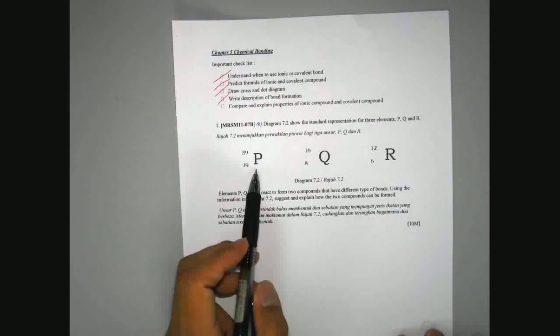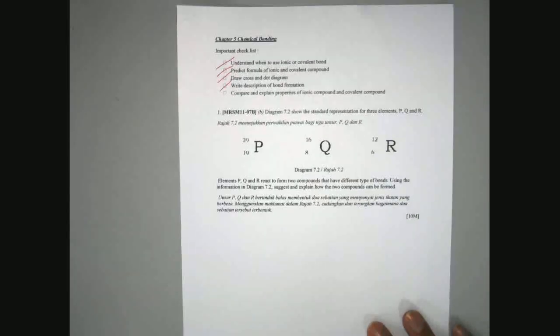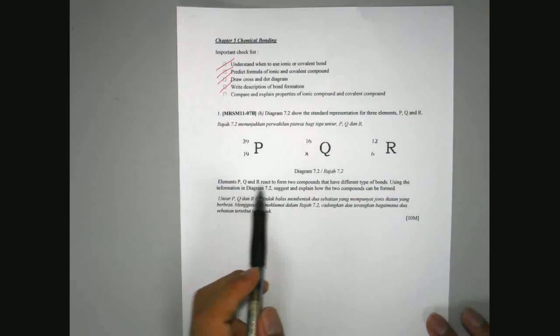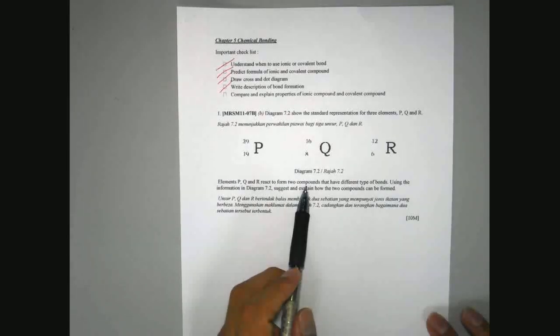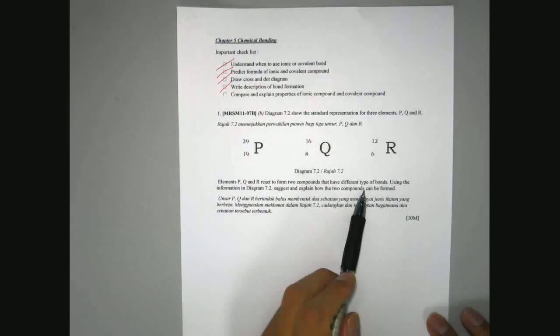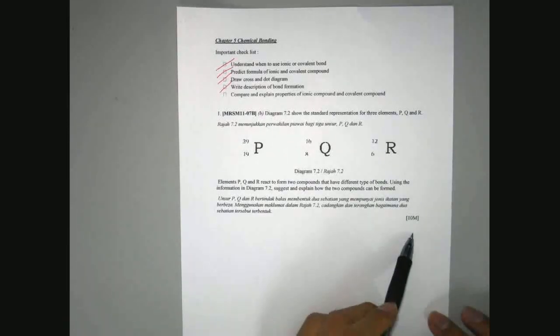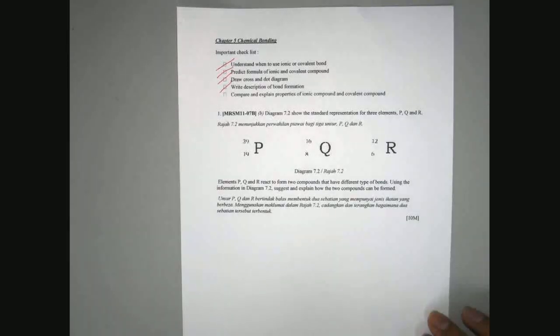So we have P, Q and R. This is a question that came up. The question says that P, Q and R react to form two compounds. They have different bonds, so you know that one of them will form ionic, and one of them will form covalent. Use the information to explain how you form the two compounds. You are given 10 marks, which means that you can expect 5 marks go for ionic, 5 marks go for covalent.